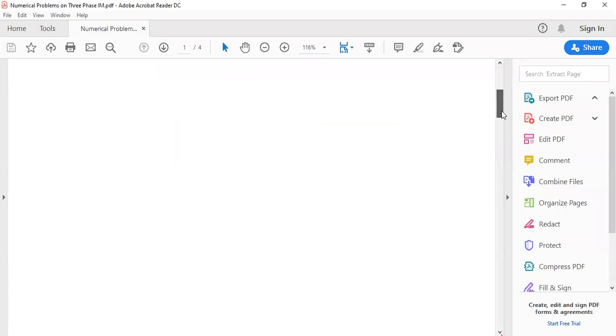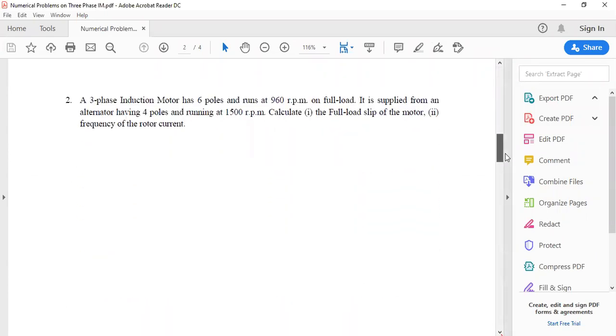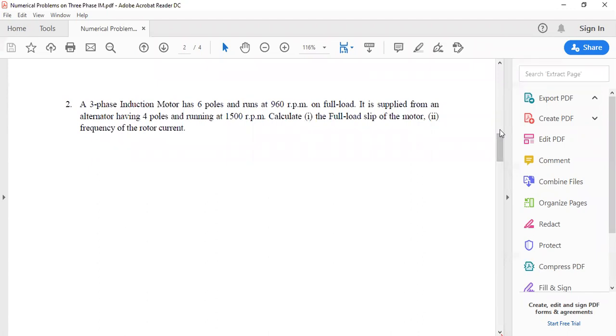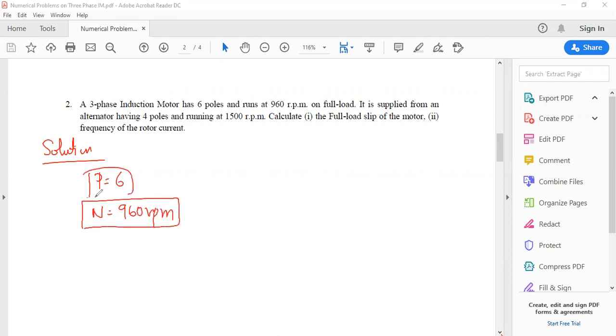This is the second problem that I have. Let me list down the solution to this given problem. A three-phase induction motor has 6 poles, P is equal to 6, and it runs at 960 RPM. Whatever the RPM it is running at is the rotor RPM on full load condition. It is supplied from an alternator having 4 poles and 1500 RPM.